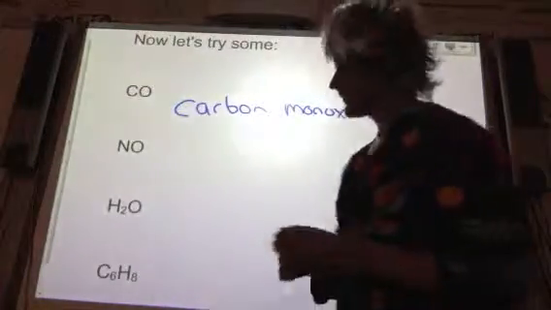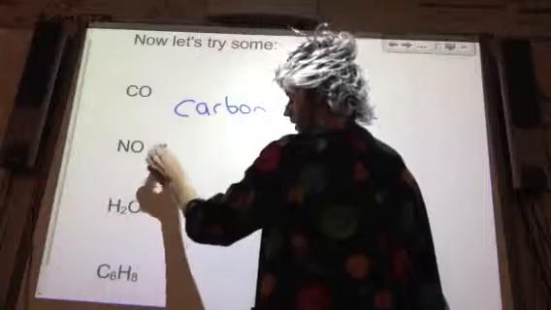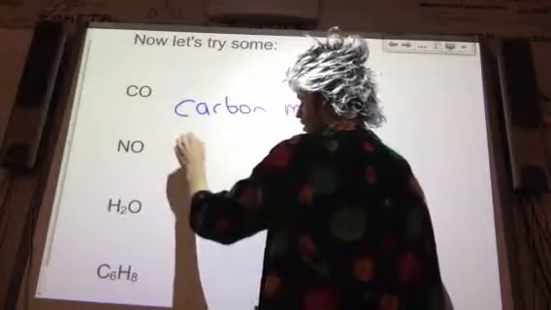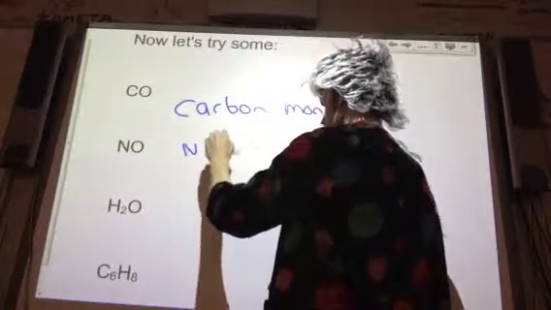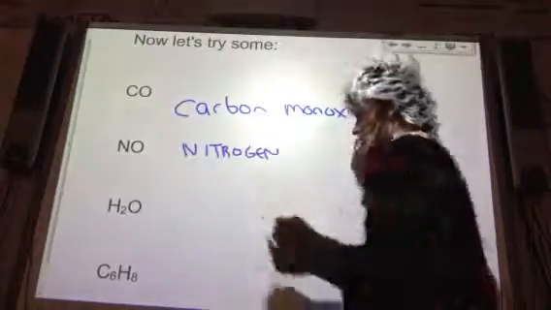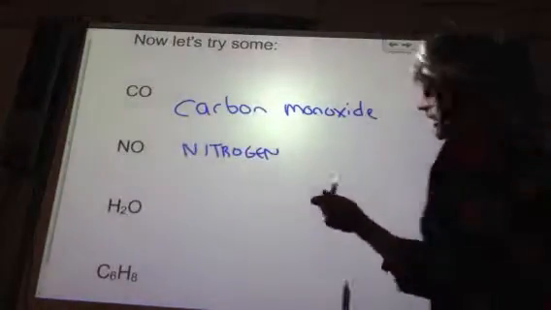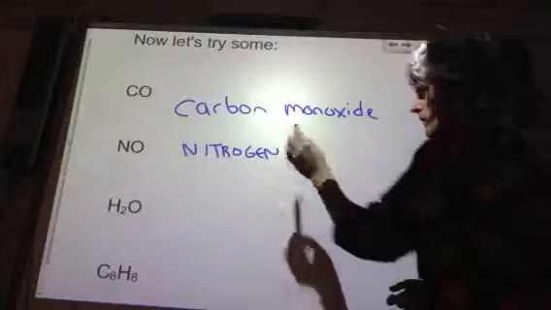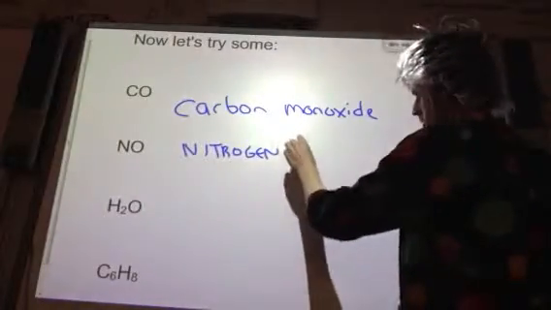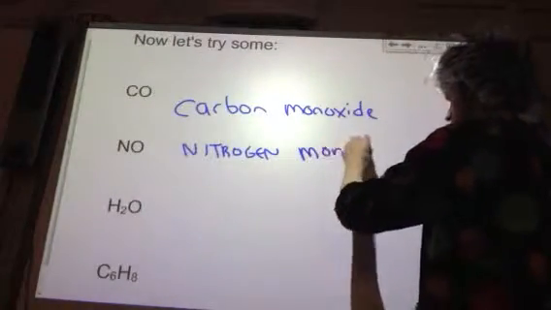Let's try this one. How many are there of nitrogen? This is one. Nitrogen. All uppercase for you, just so you can see a little bit different handwriting style, in case this is hard to read. Once again, you have one oxygen, so it's monoxide.